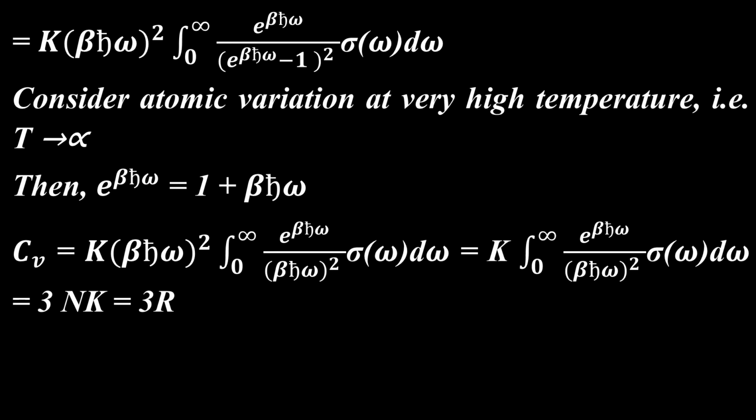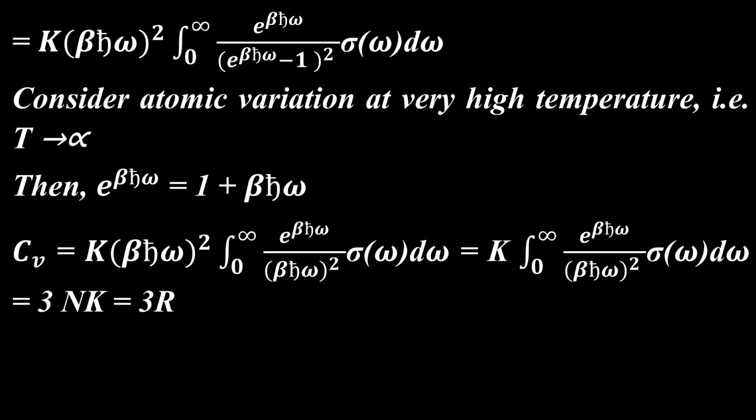This comes from a mathematical concept, and then we can write Cv equal to k (βħω)² ∫ from 0 to infinity of βħω / (βħω)² σ(ω) dω, and simplifying the equation, we get k ∫ from 0 to infinity of σ(ω) dω. And that is why we get these terms. Actually ∫ σ(ω) dω from 0 to infinity is 3N, and we get 3N into k, that is 3R. This is Cv equal to 3R.